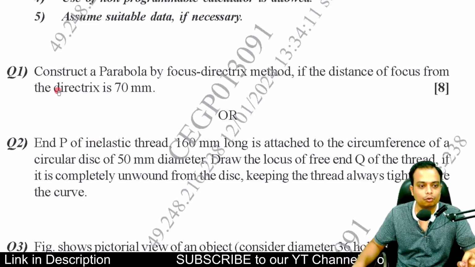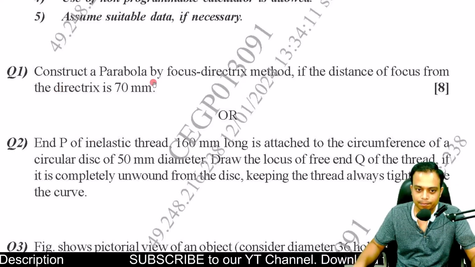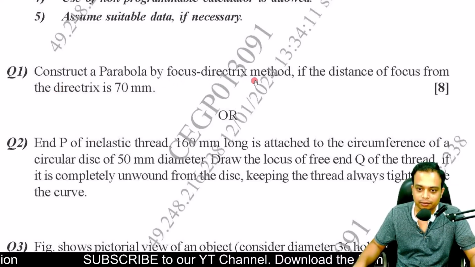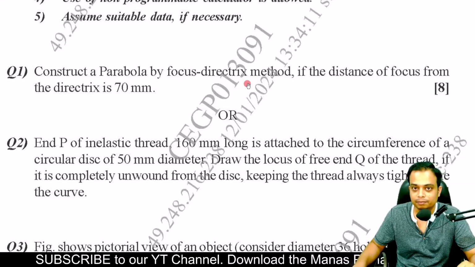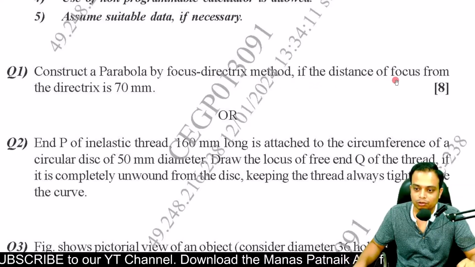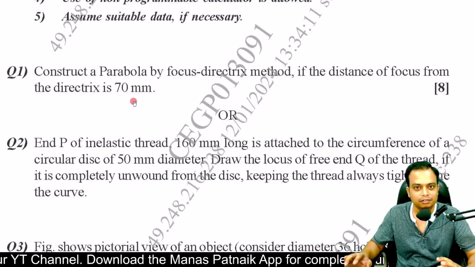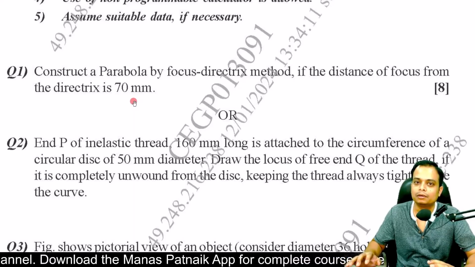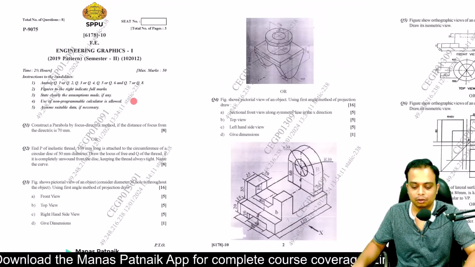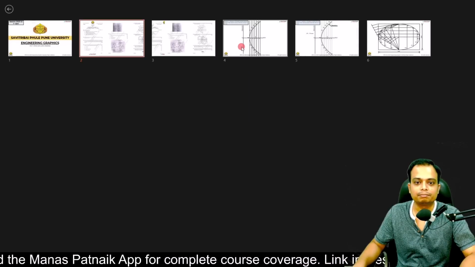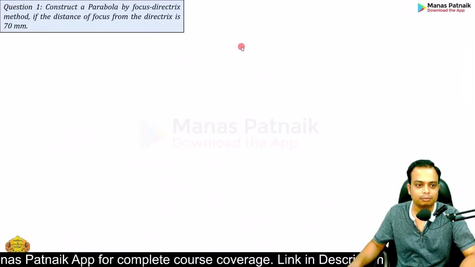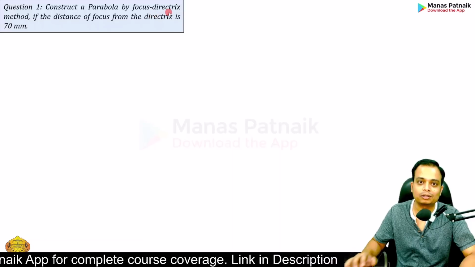Here we go. So we have to construct a parabola by the focus directrix method. This is also known as the general method. If the distance of focus from the directrix is 70 millimeters, so data is sufficient, you won't have any problem as far as the construction is concerned. What you need to do is construct a parabola, clearly stated in the problem, using the focus directrix or the general method.